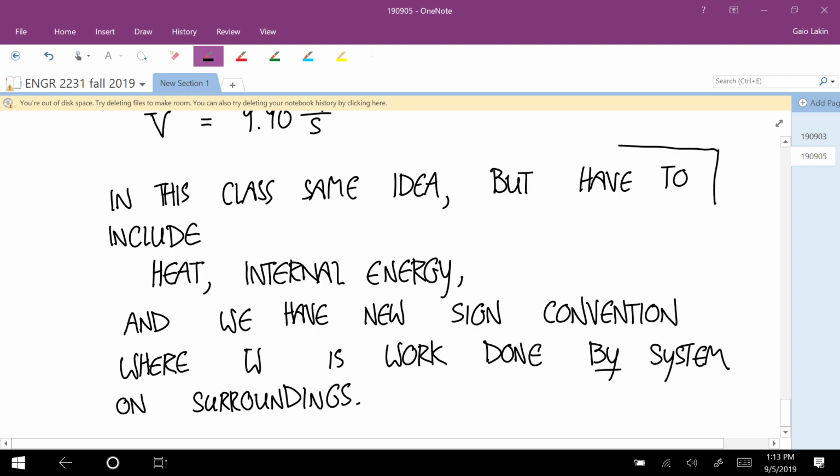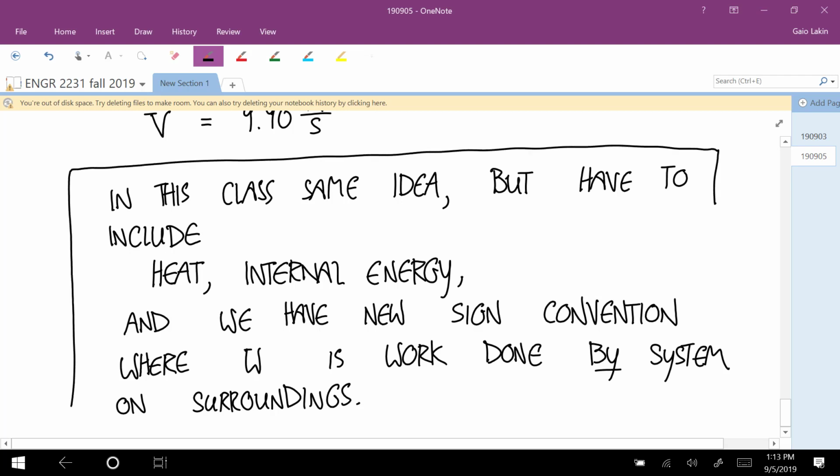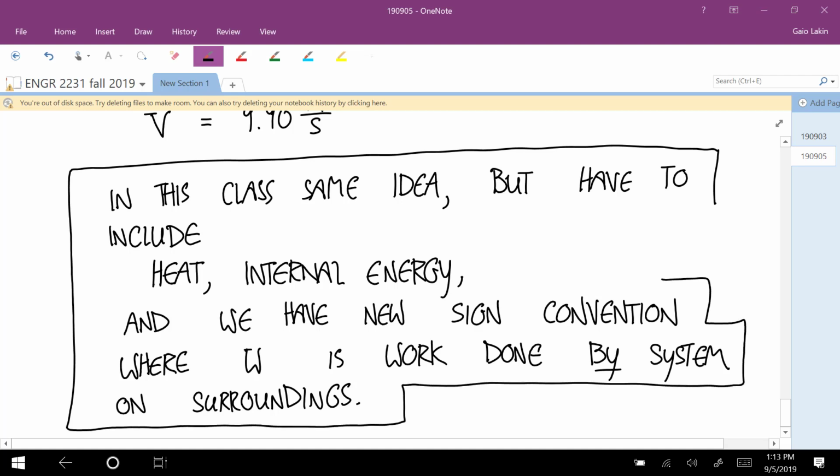Okay, so this right here is just a summary of how things change compared to what they were in Physics 1. It's not very many things. It's just those 3 things. We have to deal with heat, we have to deal with internal energy, and we have to deal with this new sign convention. And those are the only things that change.